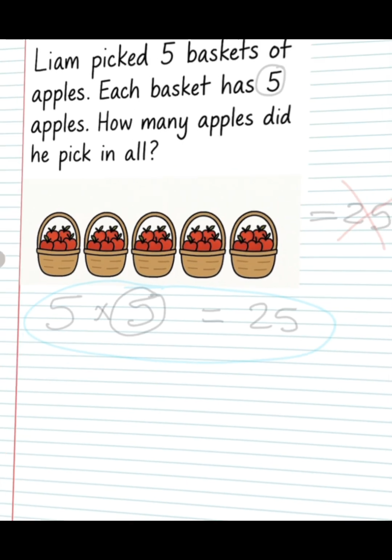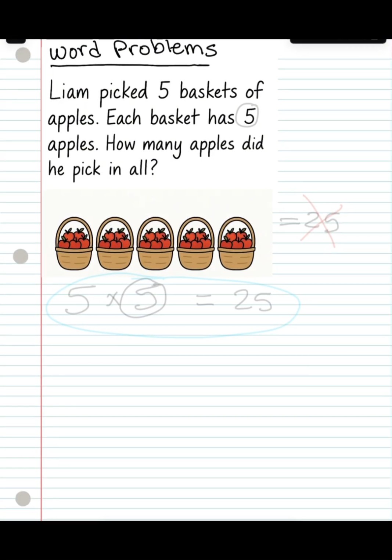Next, let's talk about how to solve word problems for multiplication with equal groups. What you want to remember with these problems is you want to pull out the information that you need to form an equation like we did in the previous problem. So let's look at an example. Liam picked 5 baskets of apples. Each basket has 5 apples. How many apples did he pick in all?